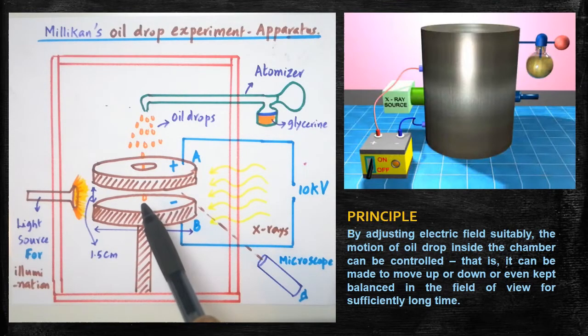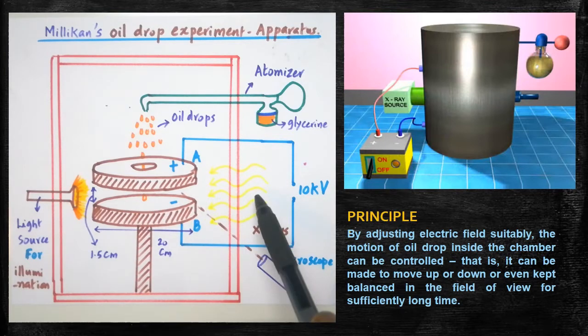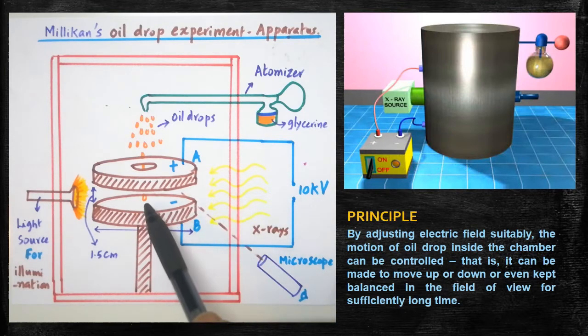So a few oil drops in the chamber can acquire electric charge, that is negative charge, because of friction with air or the passage of X-rays between the parallel plates.